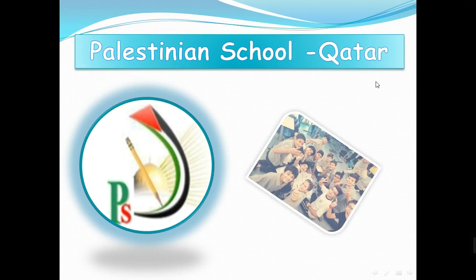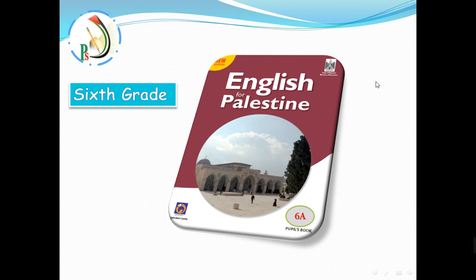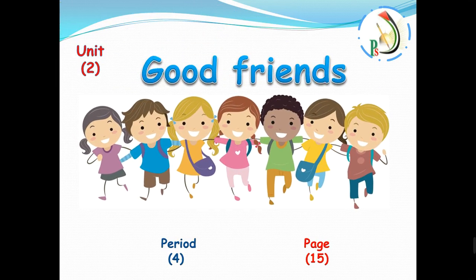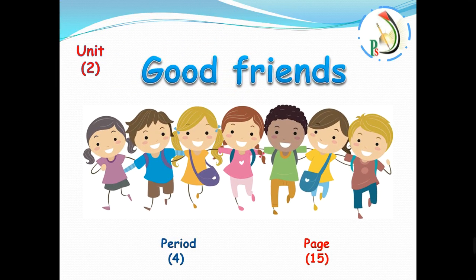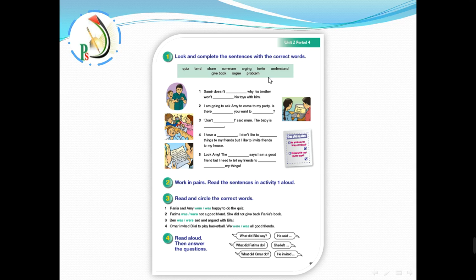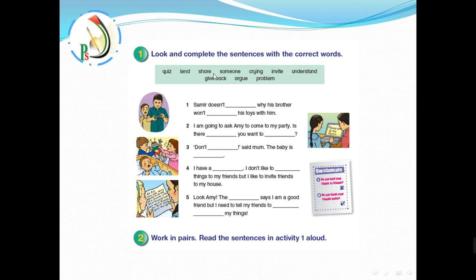Today inshallah we will talk about Unit 2 from the 6th grade English for Palestine curriculum, and we will take period 4. So please open your books page 15 and let's start with our title, which is Good Friends. This is our page and we have today 4 activities inshallah. Let's start with the first activity.